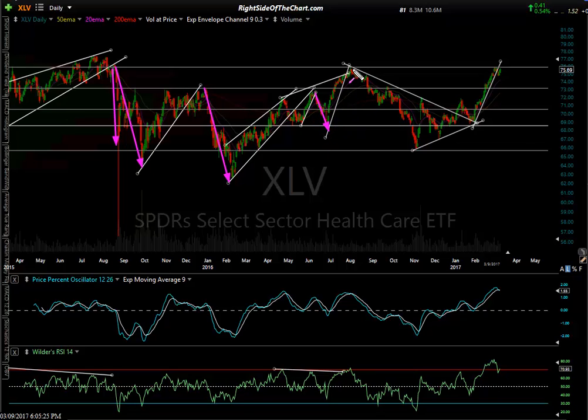Another uptrend line, not so well defined, but more importantly, you have a divergent high. I'll draw it out for you here. You can see the divergence.